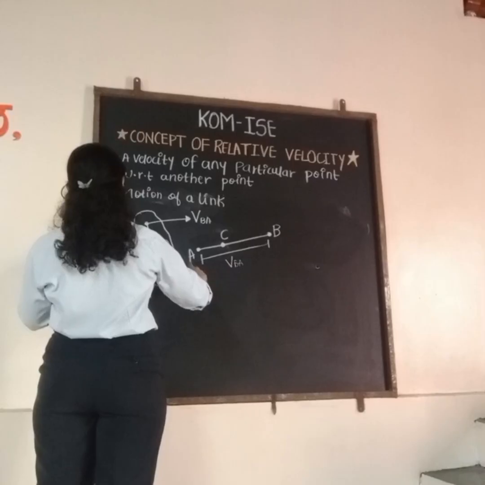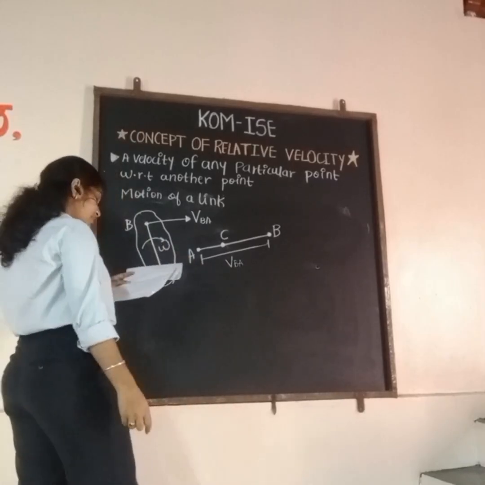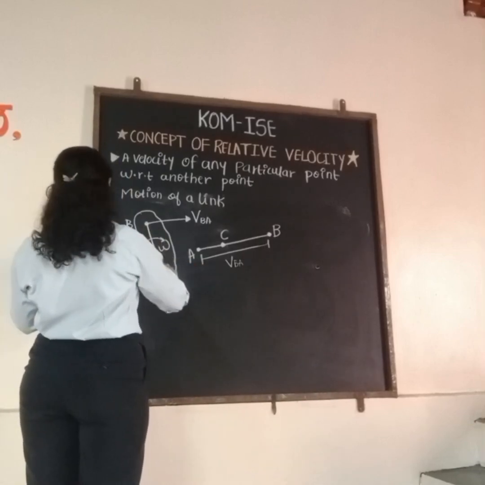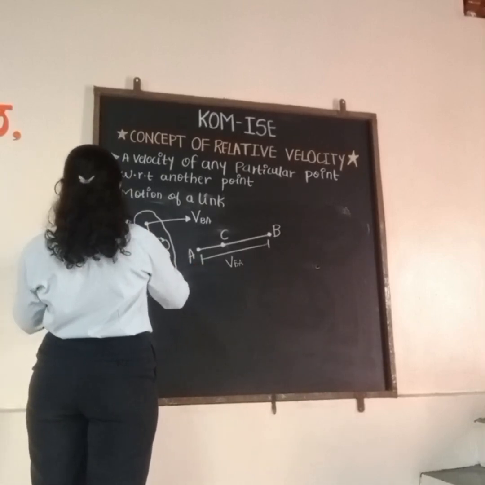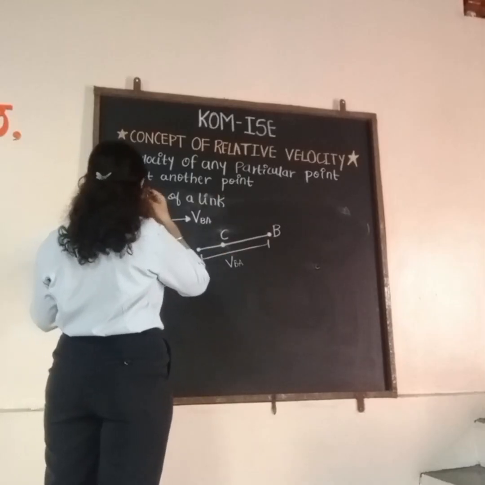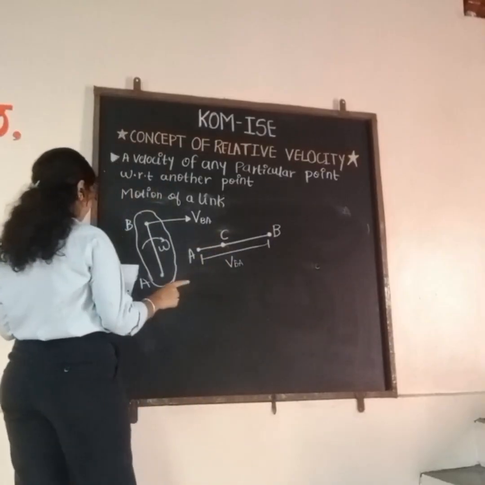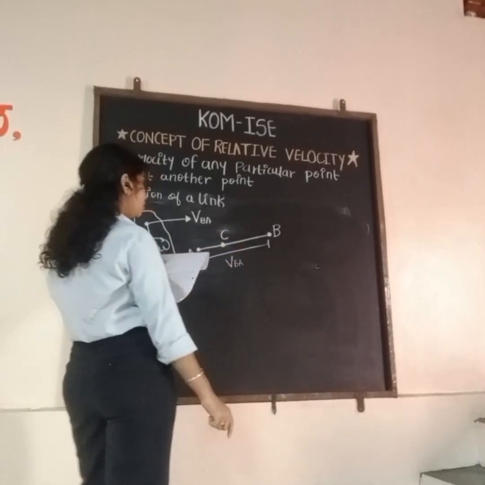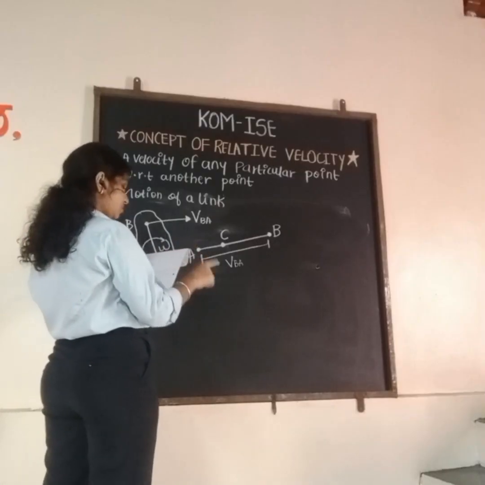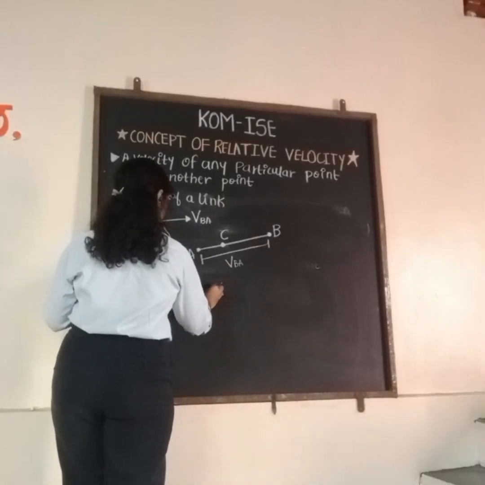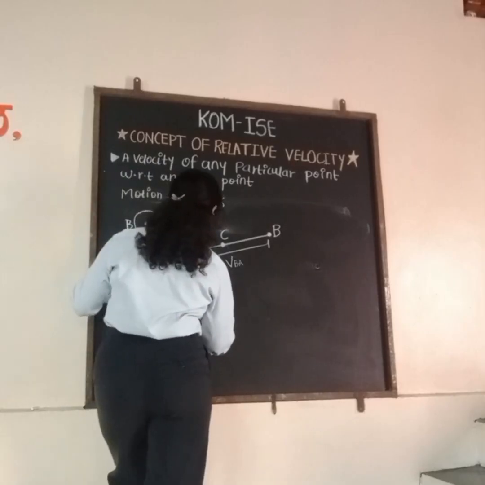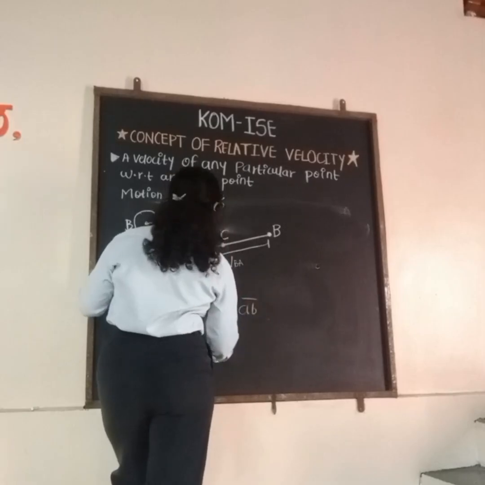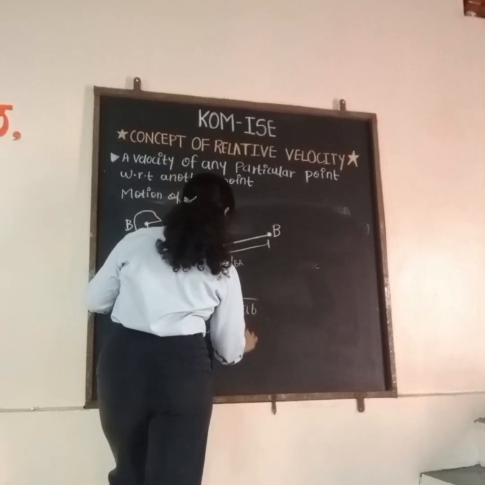And the motion can be linear or rotational motion. In this link, we are having 2 points A and B. And the distance between these 2 points will be constant because these 2 points are part of a frame. So in the vector diagram, we will consider point B moving with respect to point A. The relative velocity of point B with respect to A is represented by AB, which is VBA equals AB times omega. Omega means angular velocity.